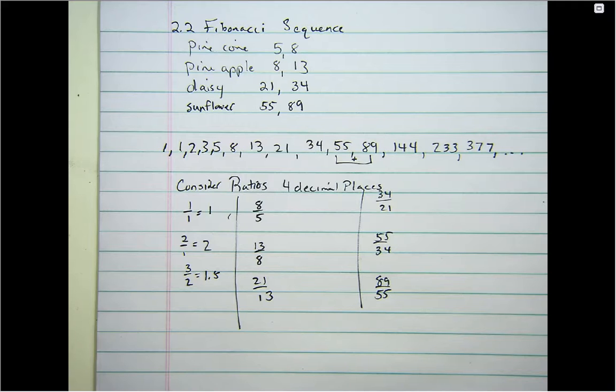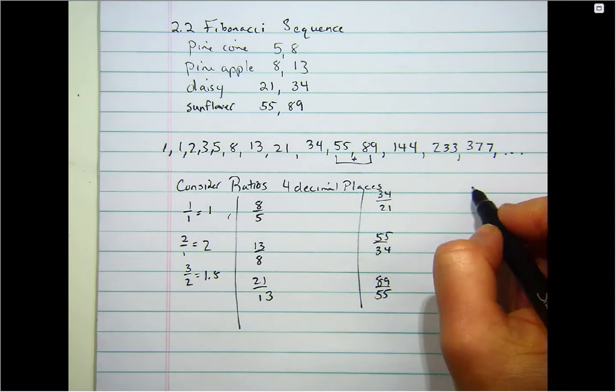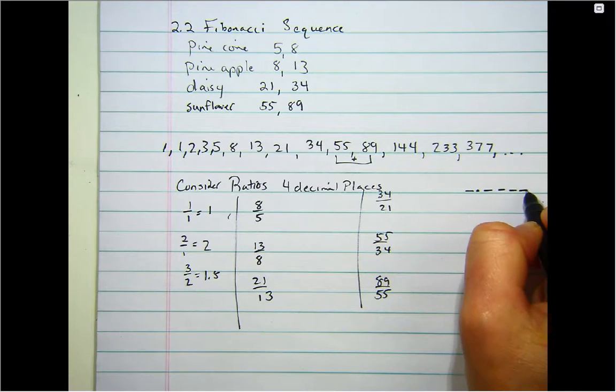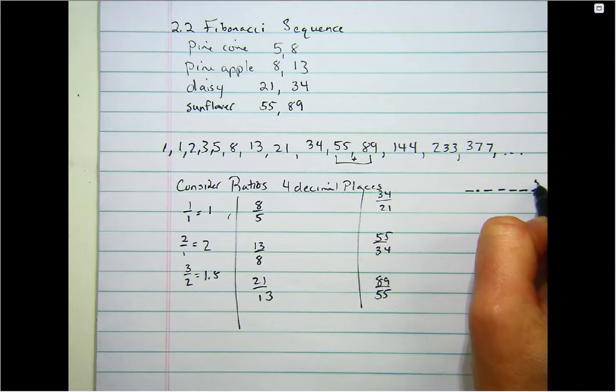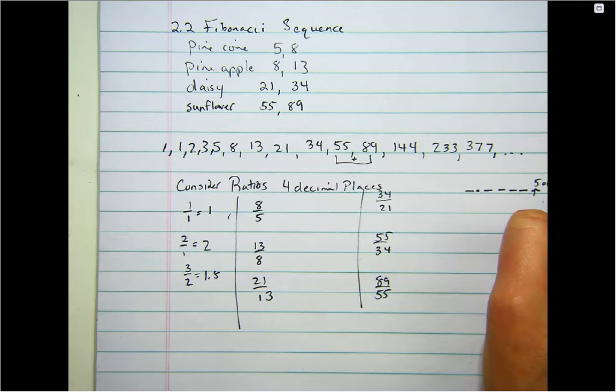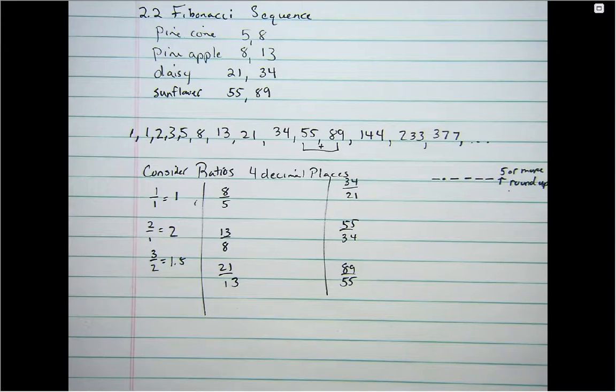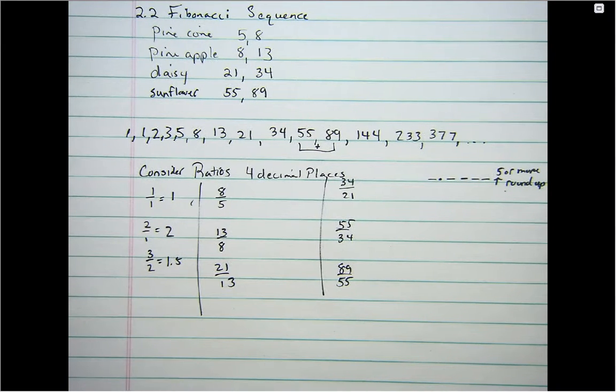Remember how you round in the 4th decimal place. If the next number is 5 or more, then round up. So go to 4 decimal places, and then if the 5th decimal place is 5 or more, you round the 4th decimal place up. So use your calculator, please, to do that.